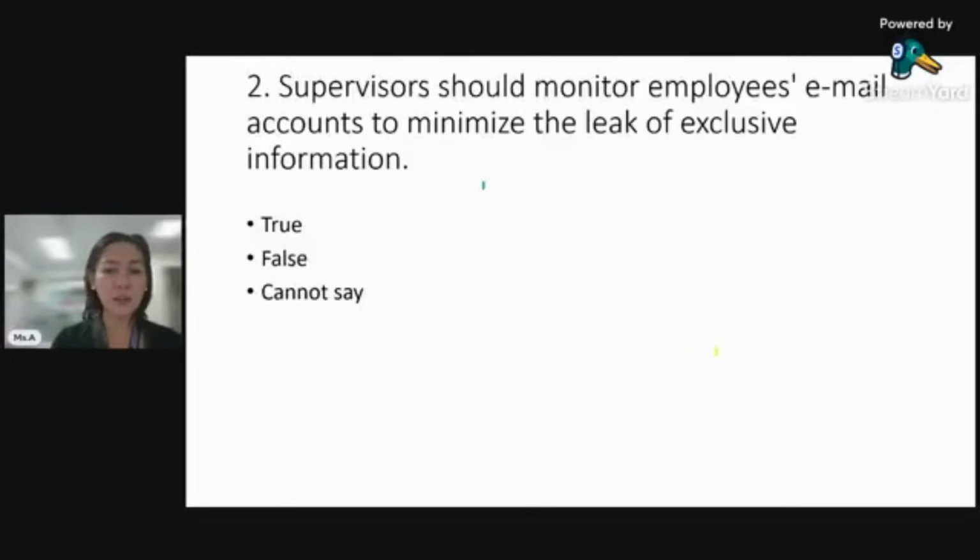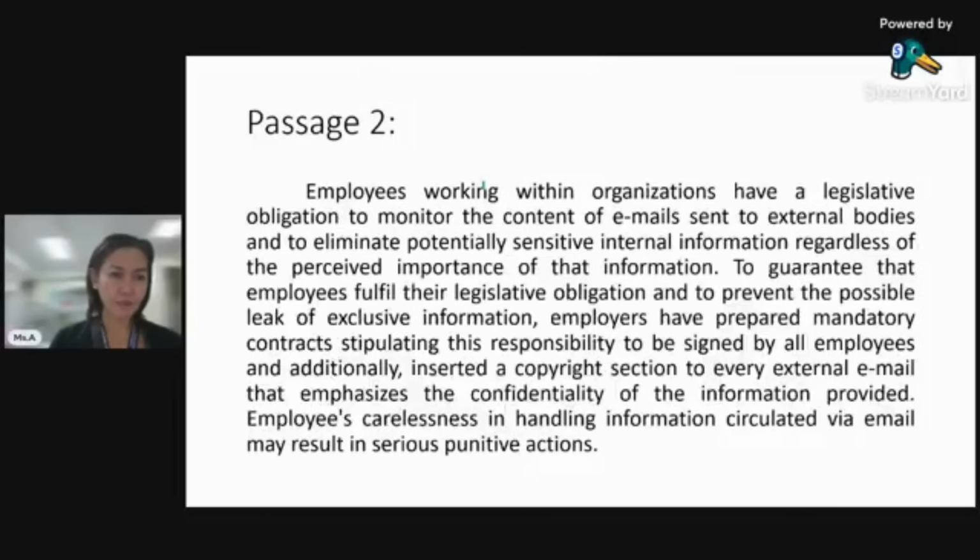Okay? So the question here is that supervisors should monitor employees' email accounts to minimize the leak of exclusive information. Sinabi ba? Is it true? Is it false? Or you cannot say? Supervisors should monitor employees' email accounts to minimize the leak of exclusive information. We can go back. Can go back to the passage. You may read it again.